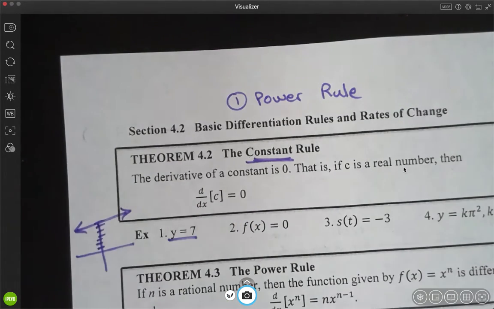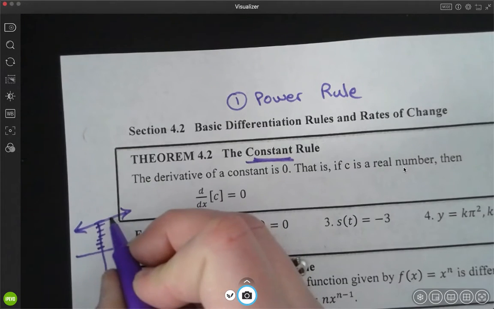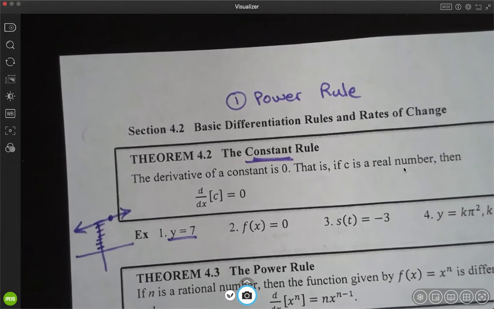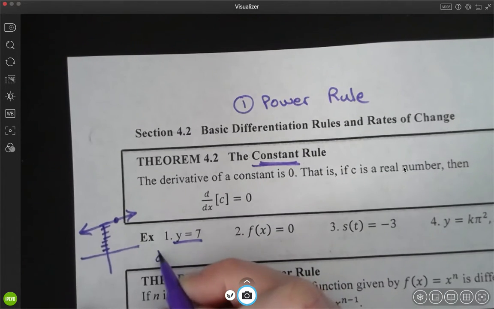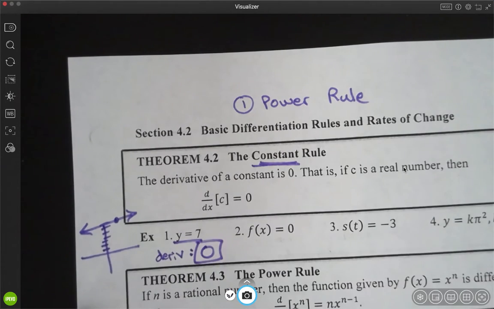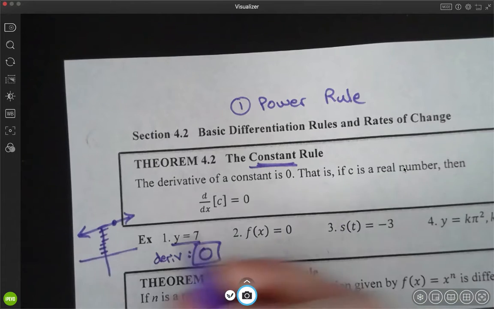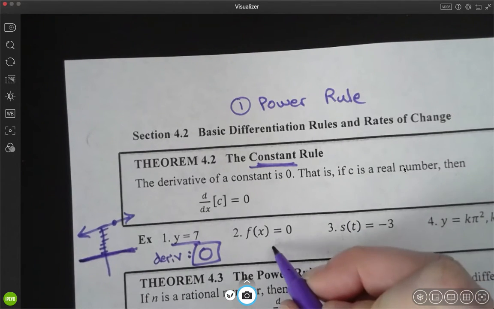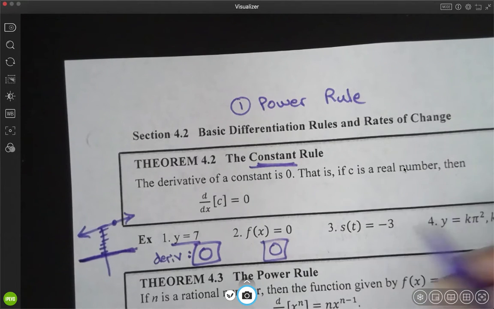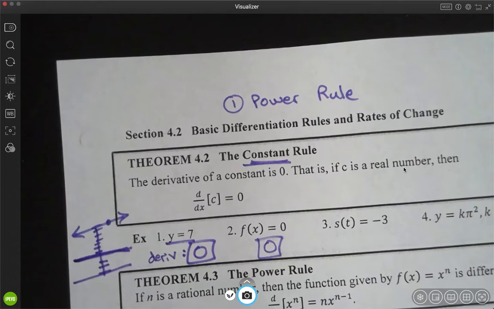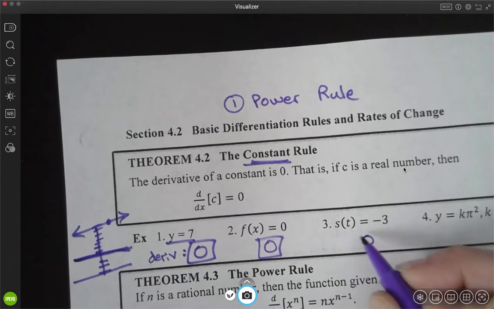Okay? Now, if I pick a point on here and try to find a tangent line and find the slope of that line, what's the slope going to be? 0, right? So the slope, or the derivative, is 0. Same thing here. This is f of x equals 0. So this is a horizontal line at 0. What's the derivative going to be? 0. Okay? s of t equals -3. That's a horizontal line down at -3. What's the slope going to be? 0.